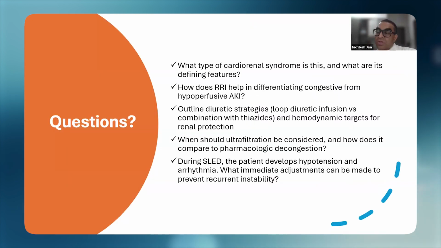Questions that can come out of this: what type of cardiorenal syndrome is this? What are its defining features? How does the renal resistive index help in differentiating congestive from hypoperfusive AKI? You need to outline your diuretic strategies, loop diuretic infusion namely versus combination with thiazides. What are the hemodynamic targets for renal protection? That is what you should be aware of, and that is what you should know.